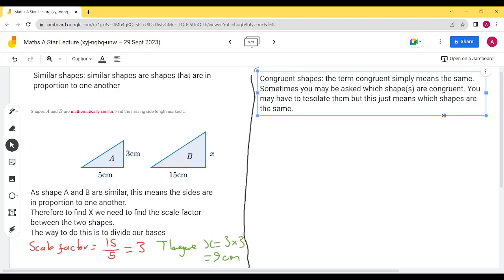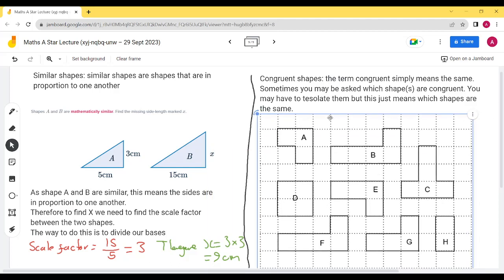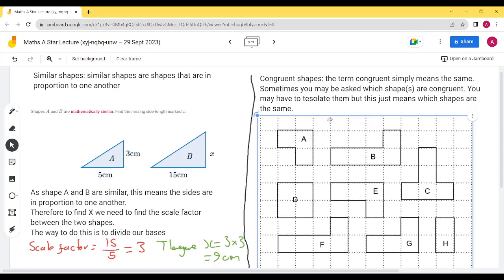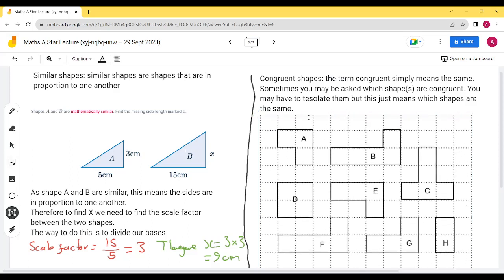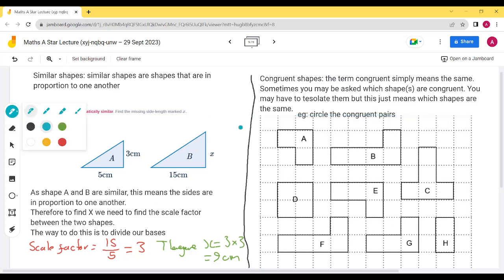So I'm going to give an example again. So final example today. We need to just find the congruent shapes here. We're just going to circle the congruent pairs of shapes. Well, here we've got two sets of congruent shapes.